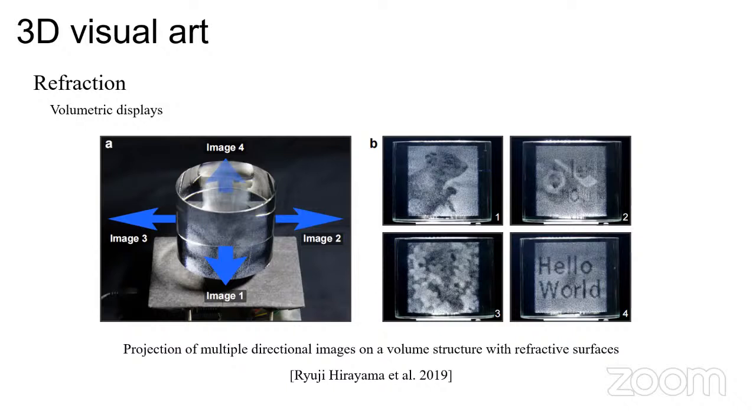The figure shows a result generated by Hirayama and others. Their algorithm allows 4 different images to be placed in a cylindrical volume display. However, the image resolution and the clarity generated by their algorithm is not very high. I think this is a direction that can be improved.